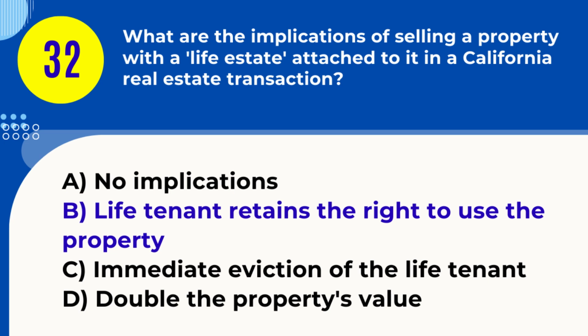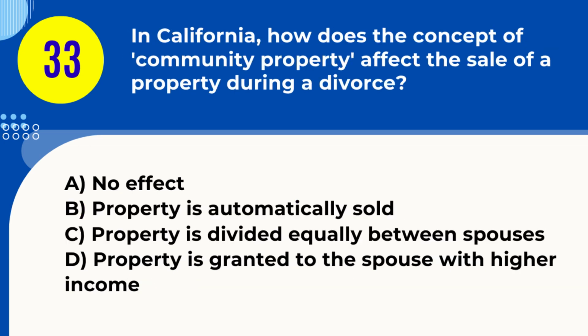Answer. B. Life tenant retains the right to use the property. Explanation. When selling a property with a life estate in California, the life tenant retains the right to use and occupy the property for their lifetime. The new owner will receive full ownership only after the life tenant's death.